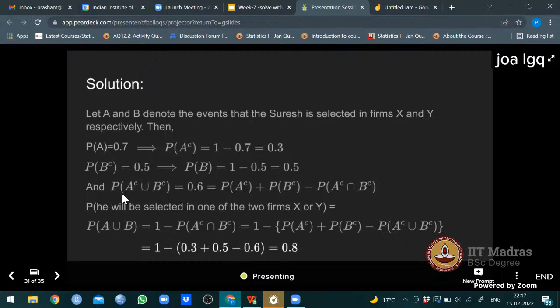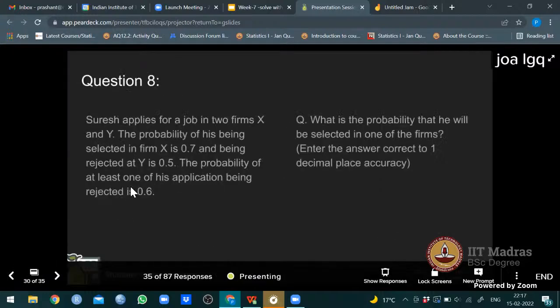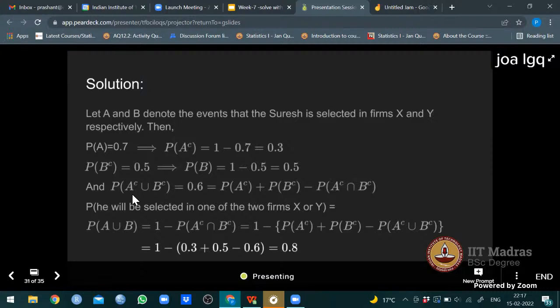See, and in the question it is given that the probability of at least one of his applications being rejected, okay, that means A complement union B complement is 0.6, right? Sir, can't we take the opposite? Like if rejected, then the selection percentage would be 0.4, but this sounds a bit more complex. It means A complement union B can be taken both ways, no?